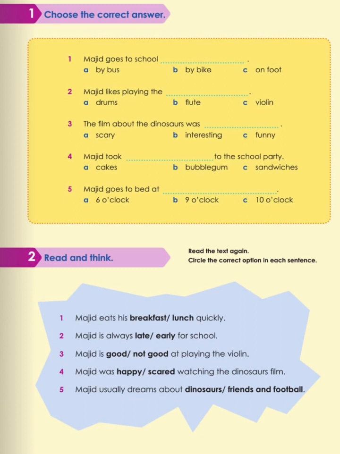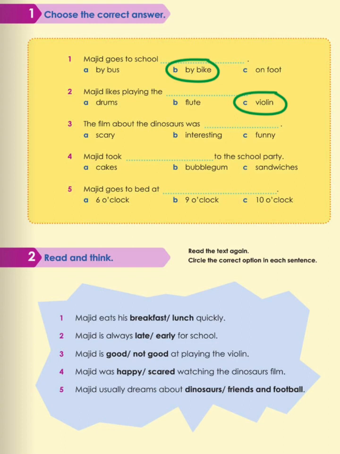After we read the story, let's choose the correct answers to these questions. 1. Majid goes to school by what? Bus, bike, or on foot? The answer is bike. Number 2. Majid likes playing the what? Drums, flute, or violin? Correct, violin.